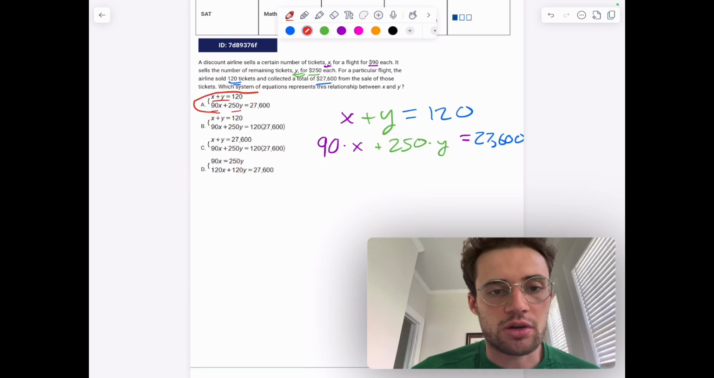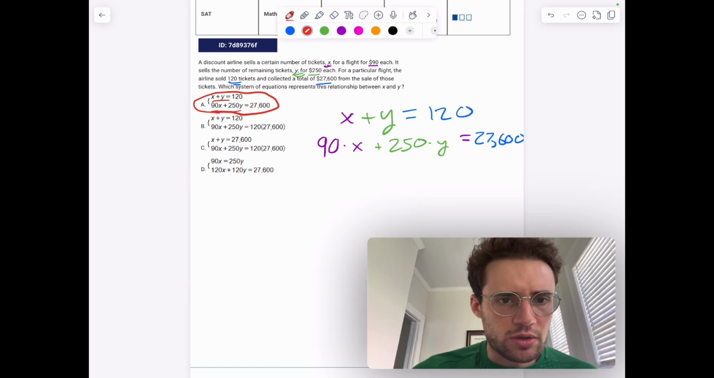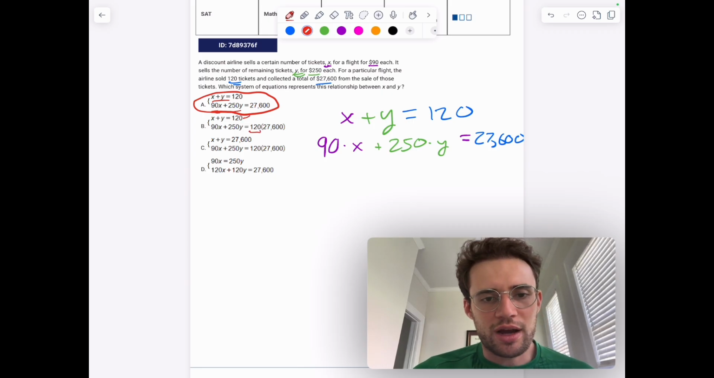27,600. Okay, so A is correct. Those are the exact equations that we wrote. The next one, they have x plus y equals 120, which is correct. And then over here, they're multiplying 120 times the, okay, so they're multiplying the number of tickets times the revenue that they got from all of the tickets.